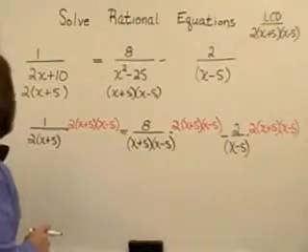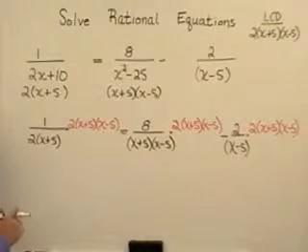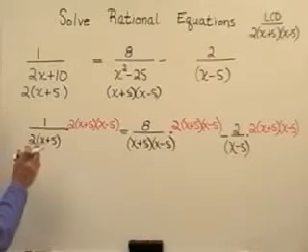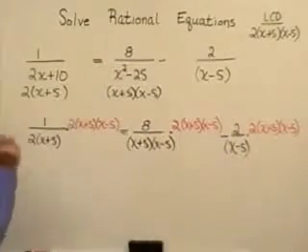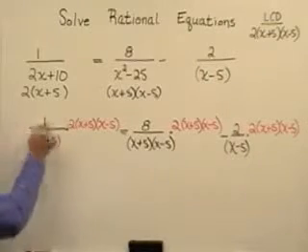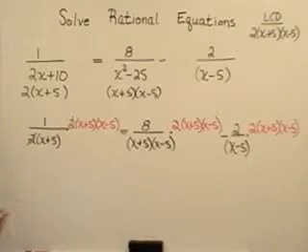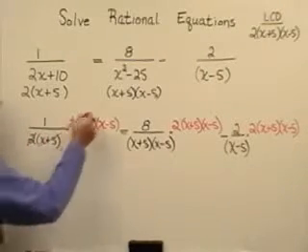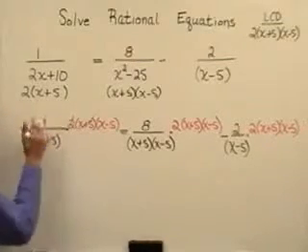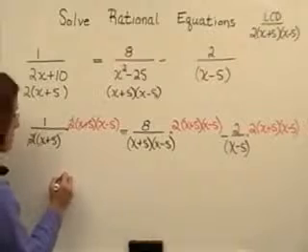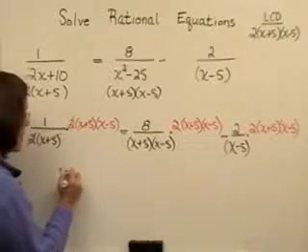Again, I'm multiplying numerators only, and the reason I'm doing it is so that I can get rid of the denominators. I'm guaranteed that if I multiply every term by the LCD, then I can get rid of these denominators. Notice here, these 2's simplify, they're equal to 1. The x plus 5's will cancel out. All I'm left with in this expression right here is the 1 times the x minus 5. I'm not even going to bother with the 1.